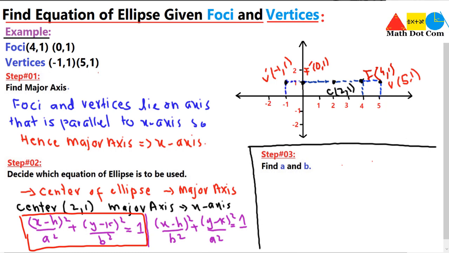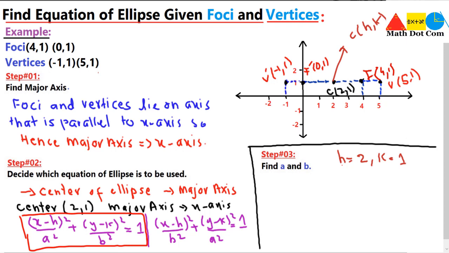As for h and k, we have already found them. H and k is basically the center of the ellipse. As this is the shifted ellipse, the center will not be 0 0, and we have to find its center, which we have found already: h is equal to 2 and k is equal to 1. That is the center, h and k.